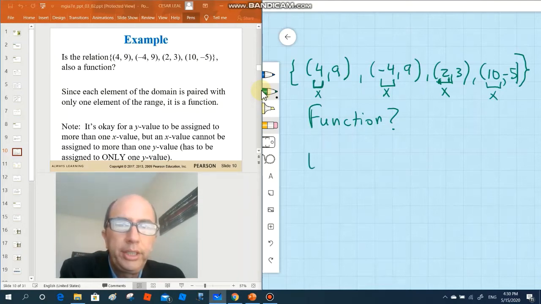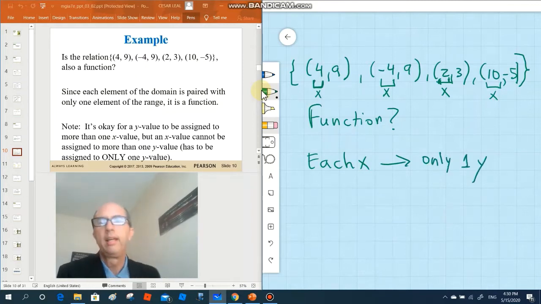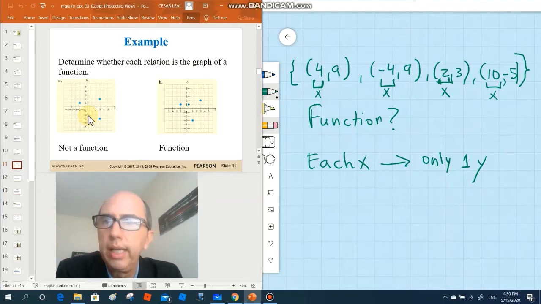That means for each x, only one y. And okay, yes, this is a function. And let's now see examples in the shape of a graph.